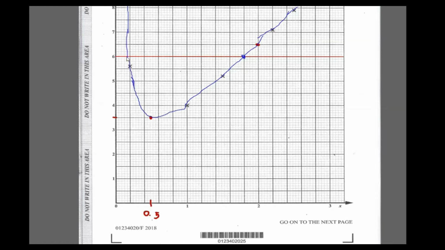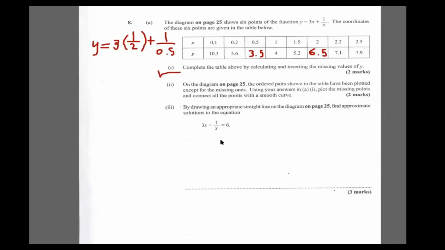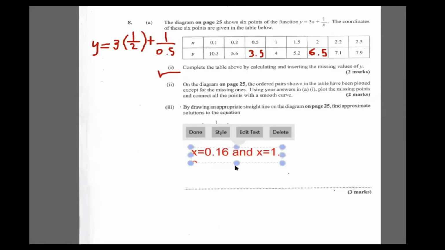All right, so now this looks like 0.04, 0.08, 0.16. Let's work with 0.16. So from our sketch, x is 0.16 and x equals 1.8. And then check it out, try 1.8: 3 times 1.8 plus 1 over 1.8. Yep, they are pretty close, so we work with those answers here. All right, nice.